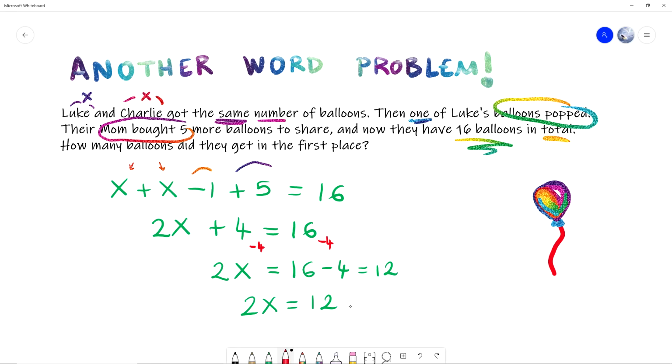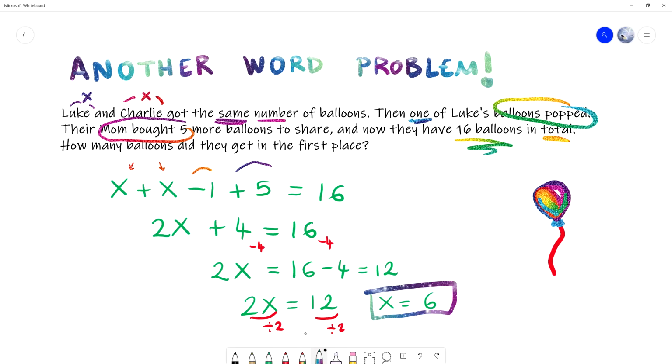And then... How do you solve for x here? After that, I solved by doing 12 divided by 2 equals 6. Very good, because we can divide both sides of the equation by 2, and that will give me x is 12 divided by 2, which is 6. And that should be the solution to our equation.